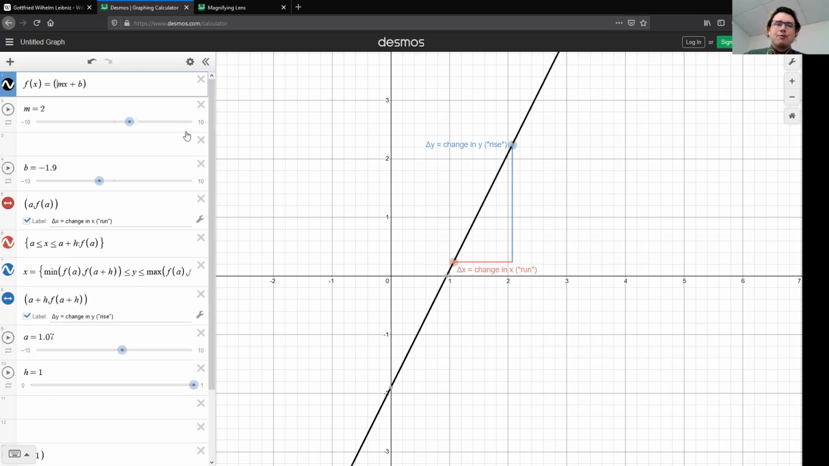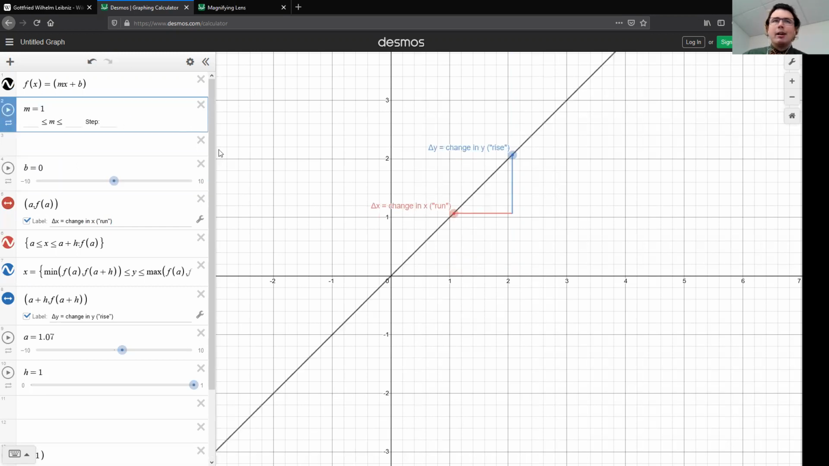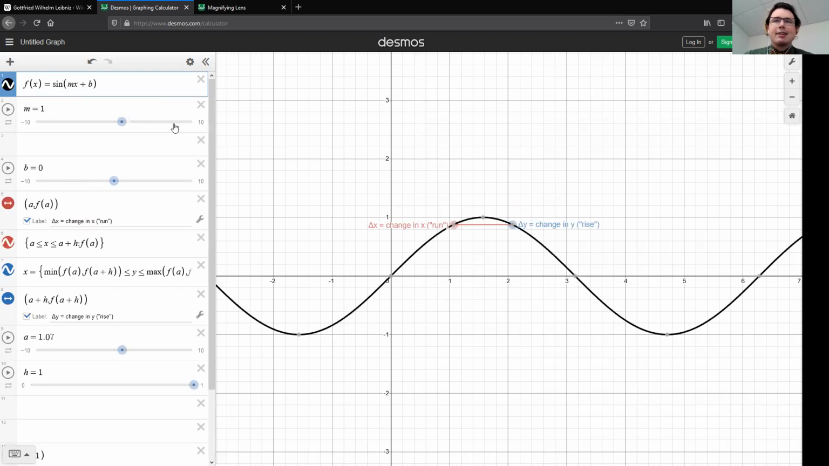So I can change the formula of my f of x. Let me go ahead and make b equal to 0. Let me have m equal to 1. And let's look at the sine of x. So here is my sine of x function, and I've already broken things down significantly. My formula is trying to draw in that same triangle, the way it was before, but it doesn't look right.